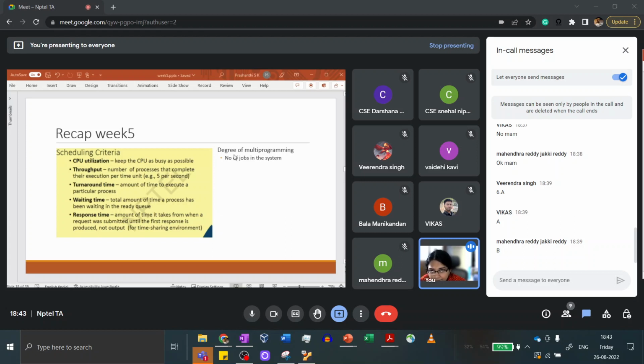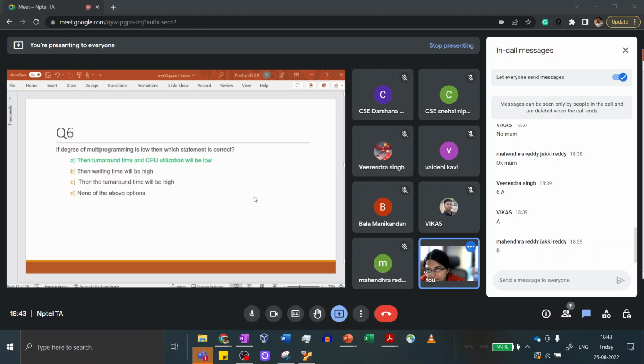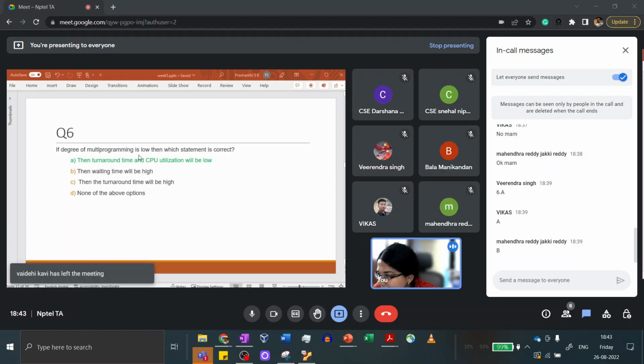Now, degree of multiprogramming, as we saw in the previous lectures, refers to the number of jobs in the system. So if your degree of multiprogramming is low, as in you have very few jobs in the system, then which of these statements would be correct? The turnaround time and the CPU utilization will be low is the first option. Presumably if you have fewer jobs in the system, the CPU can't be utilized as well, because let's say you had 2 jobs, right? You start executing one, and then let's say this has an IO request, then you move to the other, and you might even have a 4-core system or an 8-core system.